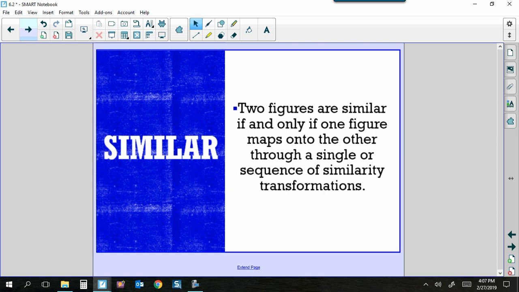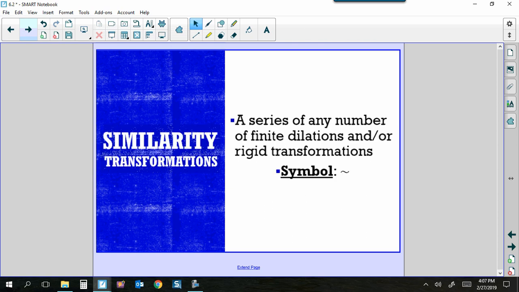So in Unit 2, we had our rigid transformation unit, and all of those were producing congruent figures. Now we're looking at similarity transformations where we're introducing the whole idea of we can resize it. So similarity transformations are a series of any number of finite dilations and or rigid transformations.